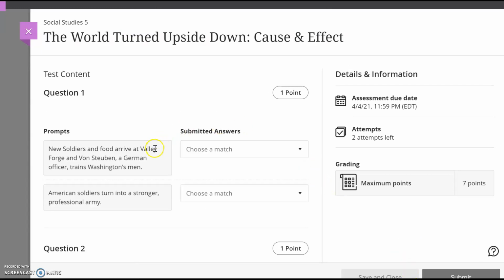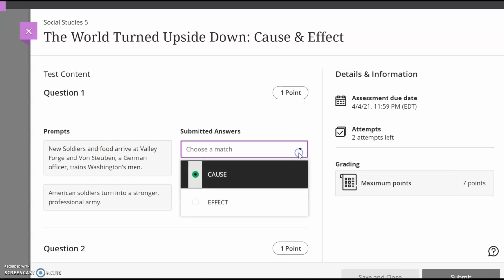Remember to look at the question, read both prompts, and then click on Submitted Answers to determine which one is a cause and which one is an effect. Remember, the cause is because of something that happened, what was the effect? All right, so your cause is the thing that happened to make something else happen, the effect of that.